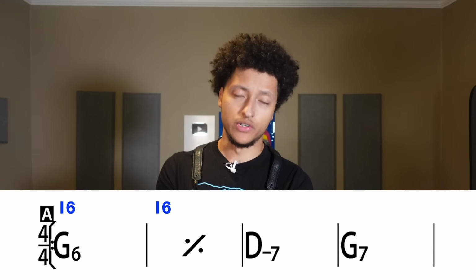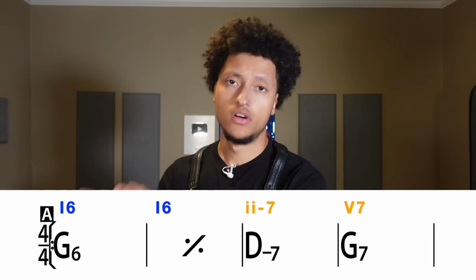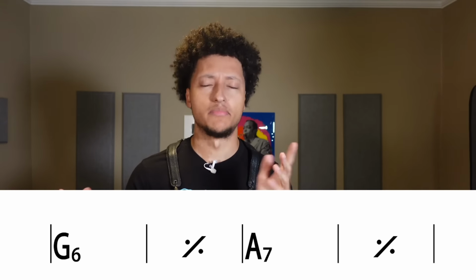For example, in Cherokee, we have a 1 chord, and then a 2, 5, 1. And all of a sudden we have this flat 7 dominant chord, and then the chord right after it is back to the 1.